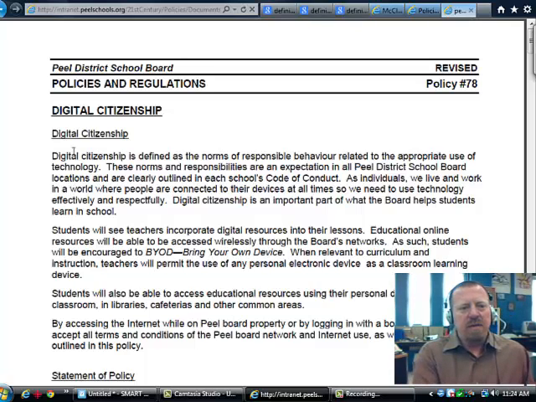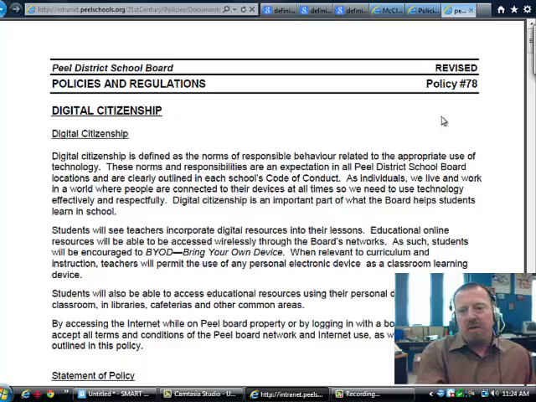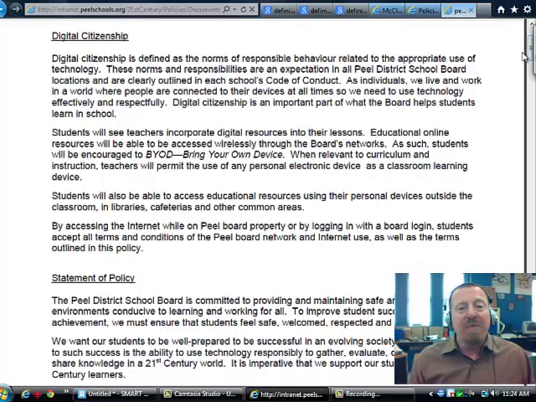This right here, policies and regulations, digital citizenship, is exactly how the Peel Board has dealt with it in the past and how they're going to deal with it in the future. It has been revised, as it says in the top right-hand corner, right up there. It's been revised to reflect what's going to happen over the next 6 months with the integration of every school being Wi-Fi. It starts off with a definition of digital citizenship, calling it the norms of responsible behavior related to the appropriate use of technology. It's kind of a wide-ranging statement, but it does get into the specifics. Here's where they are.